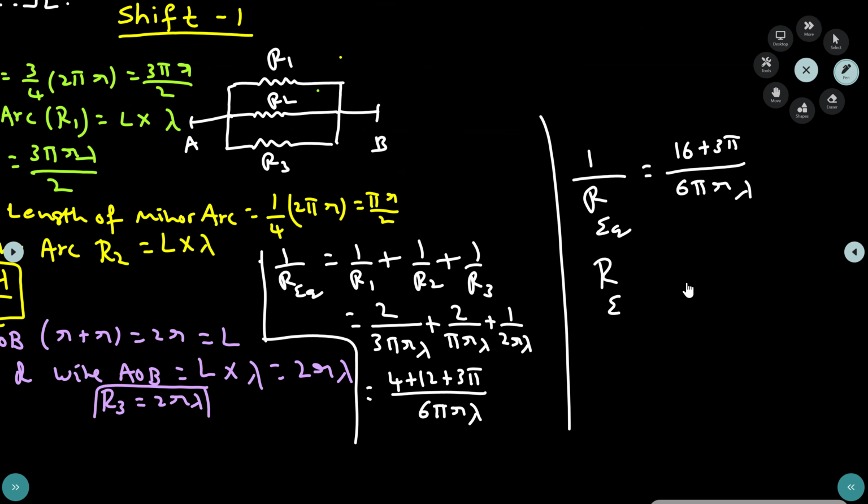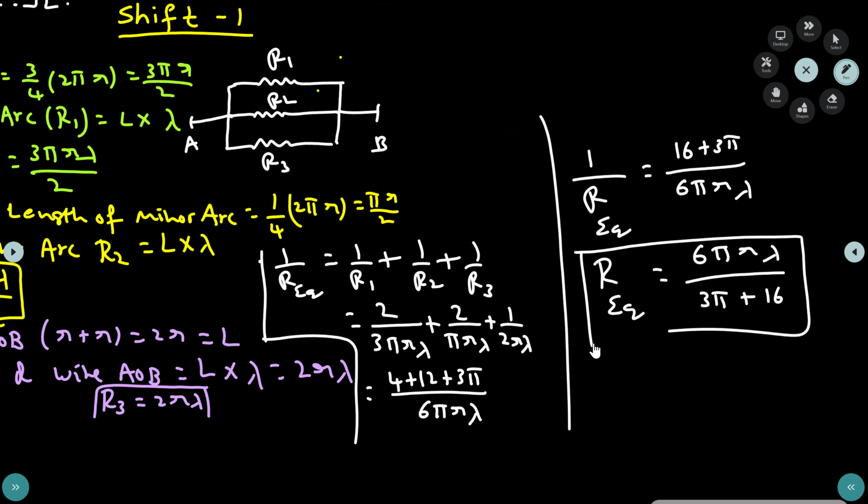So you can write R equivalent is equal to 6 pi r lambda by 3 pi plus 16. What is the final answer? 6 pi r lambda by 16 plus 3 pi. It's a good question, a moderate to tough question. Okay, just note it down.